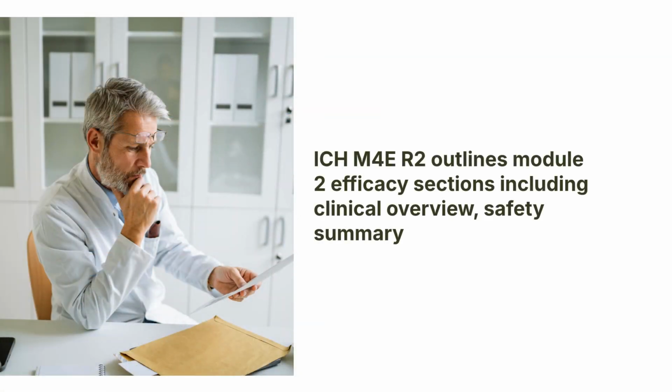ICH M4E Revision 2 defines the efficacy sections in Module 2. Section 2.5 is the clinical overview, with Section 2.5.5 covering the overview of safety, and Section 2.5.6 giving benefits and risks conclusions. Section 2.7 is the clinical summary, and Section 2.7.4 is the summary of clinical safety.